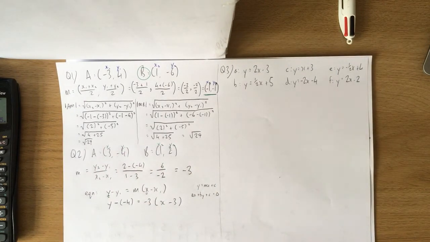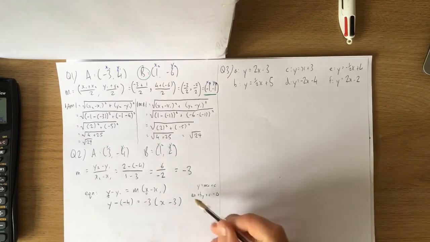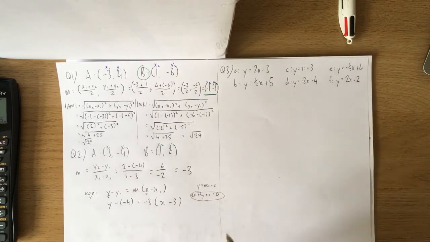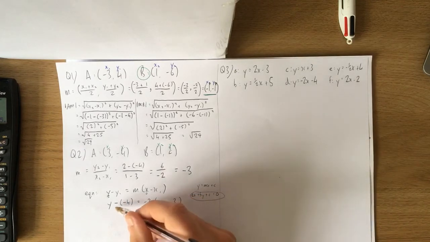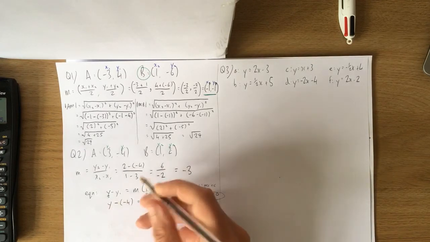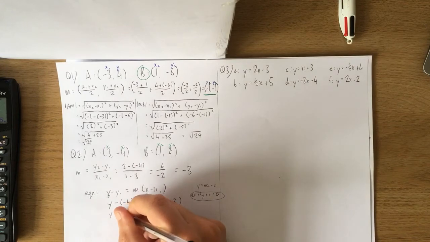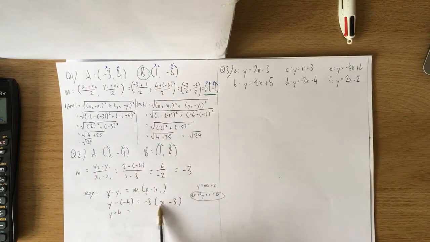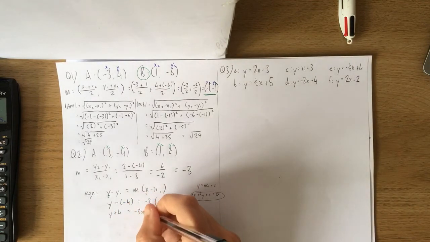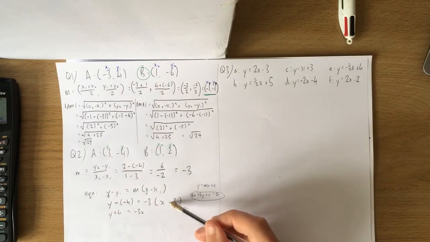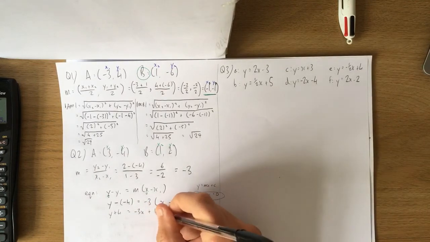Okay, you're not asked for it in a particular form here, so they can't deduct you marks if you leave it in one form or the other. But let's write it in this form, just because we're asked to do it a lot. So y minus minus 4, two minuses together make a plus, so y plus 4 equals minus 3 by x is minus 3x, minus 3 by minus 3 is plus 9.